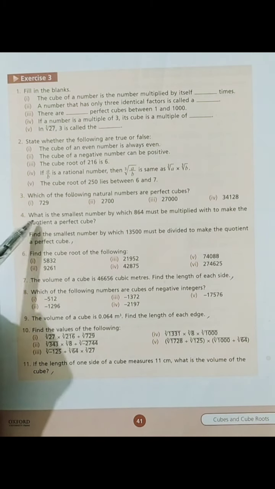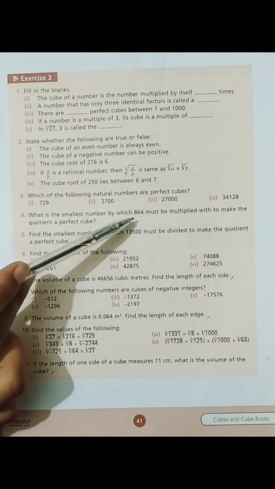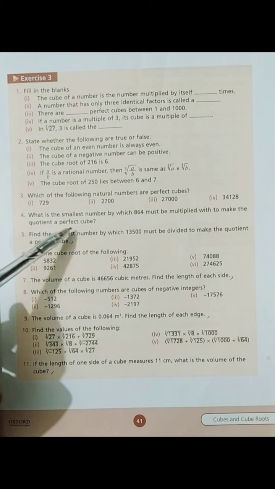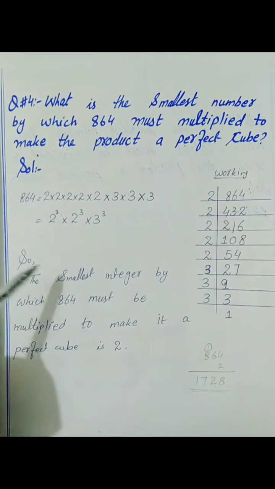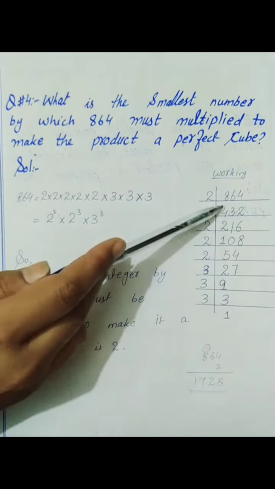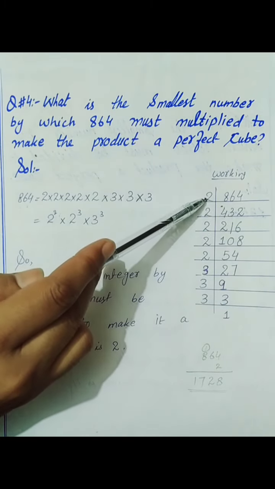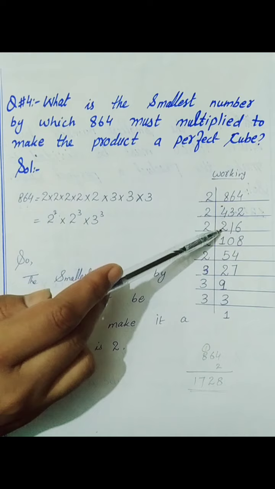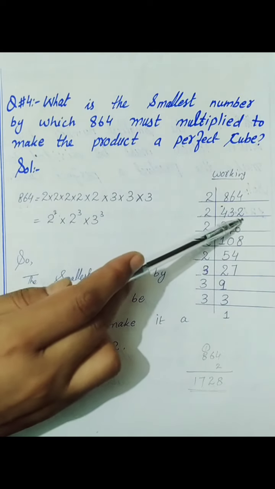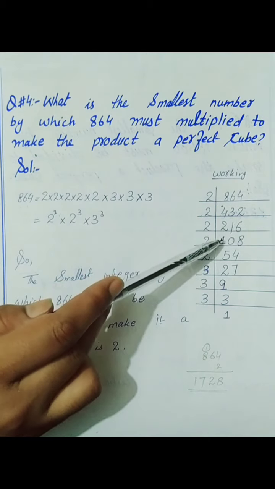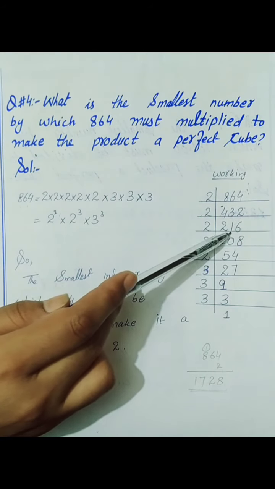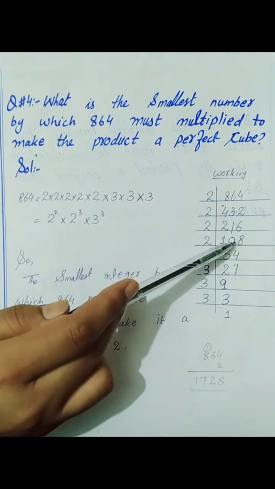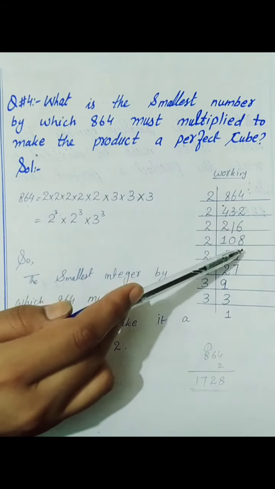Next, question number 4: what is the smallest number by which 864 must be multiplied to make the quotient a perfect cube? So we have the value 864, and we factorize it. The last number is an even number, so it is divisible by 2. 2 4s are 8, 2 3s are 6, 2 2s are 4. Again it is divisible by 2. 2 2s are 4, 2 1s are 2, 1 carry, 2 6s are 12. We have 6 at the last, which is an even number. So 2 1s are 2, but next we have 1, which is smaller than 2, so we take 6 with 1, we have 16, and for this we put a 0.